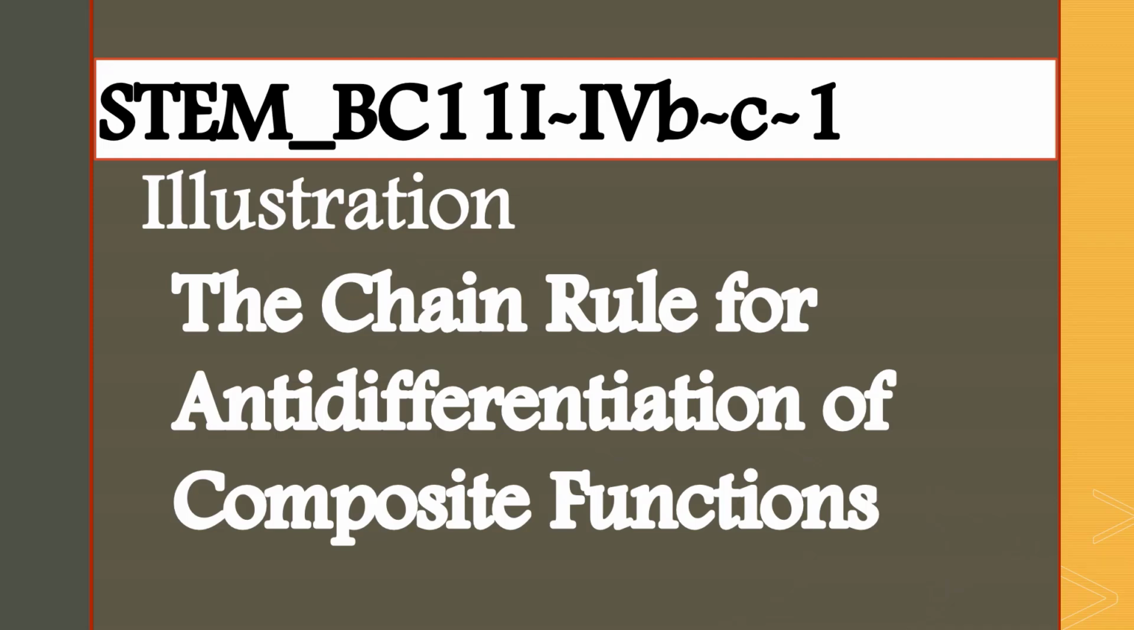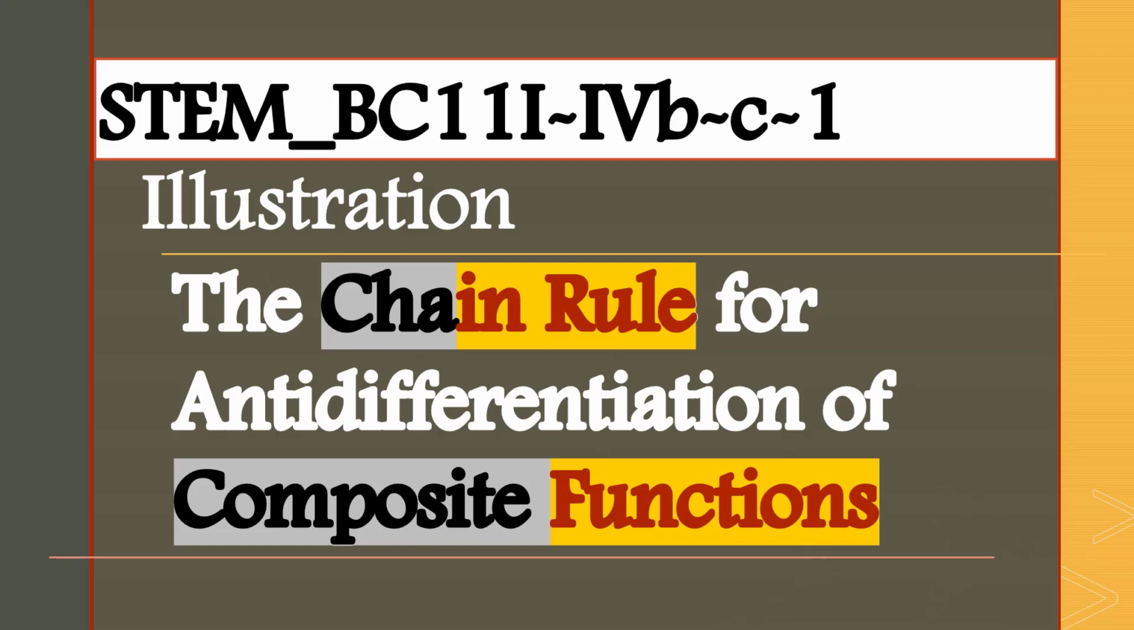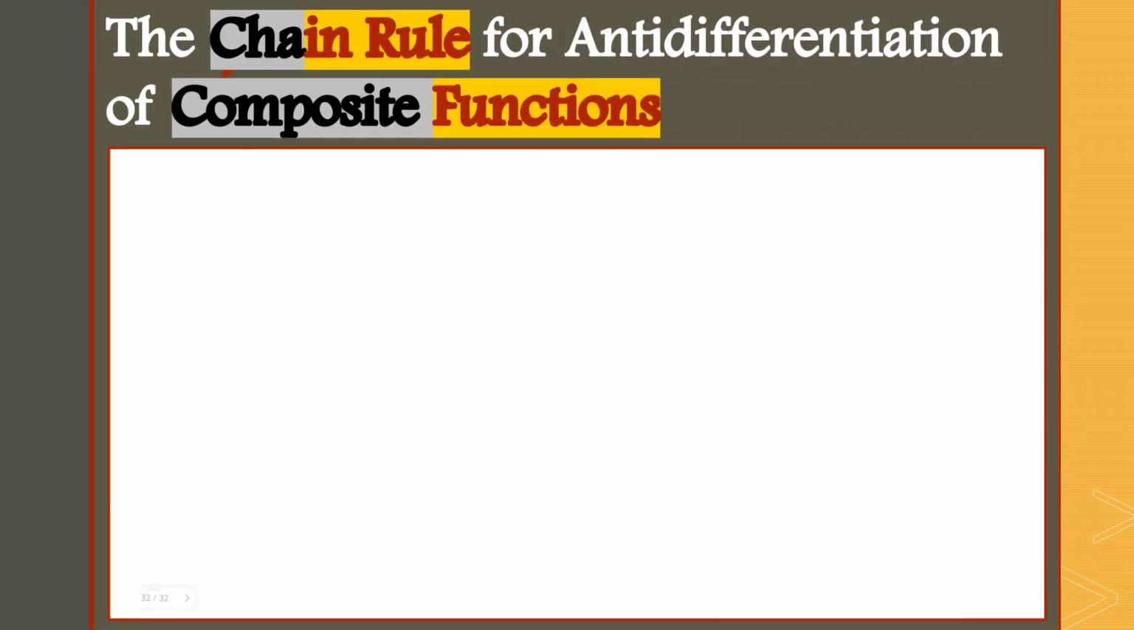Let's illustrate the chain rule for antidifferentiation of composite functions. Previously we have learned important basic rules in finding the antiderivative of such functions. But this time, some of those rules may not be automatically used because some of the functions may be expressed as composite functions. Let's have a short review.